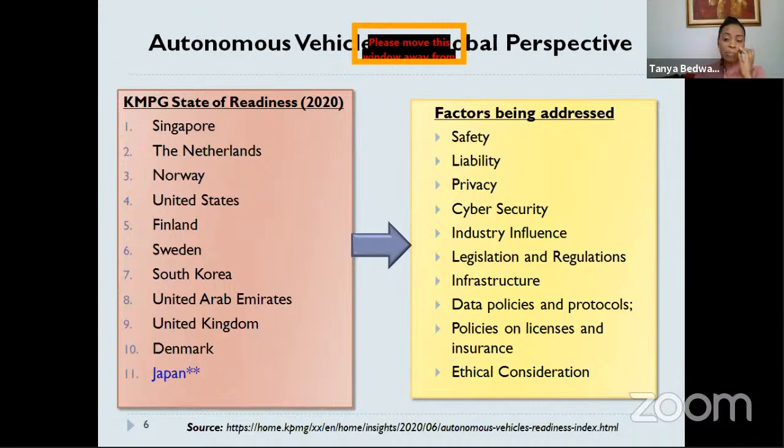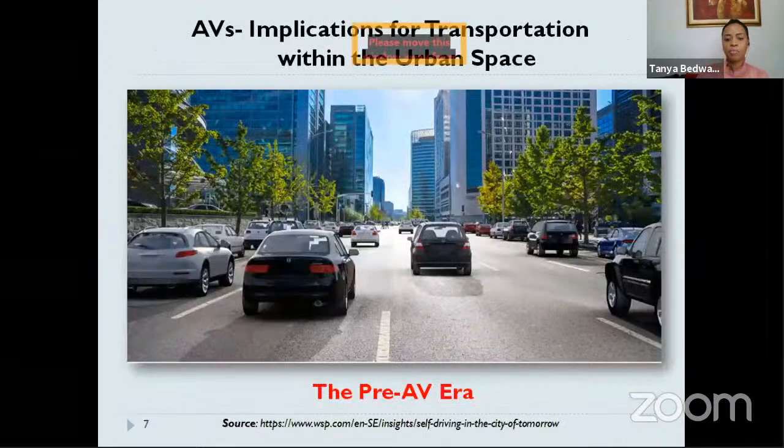I've also included Japan, which comes in at position 11. And this is critical because when you look at it, you'll see a lot of developed countries outlined on the slide, but in terms of the implications for a developing country like Jamaica, it is grave, as countries like Jamaica are not manufacturers of automobiles. We are consumers, and therefore a country like Japan, we also import from the United States. And if the transition is happening in the sector, then ultimately it will have implications for us.